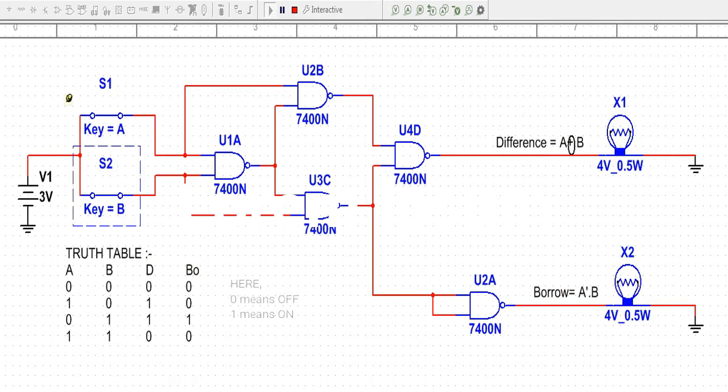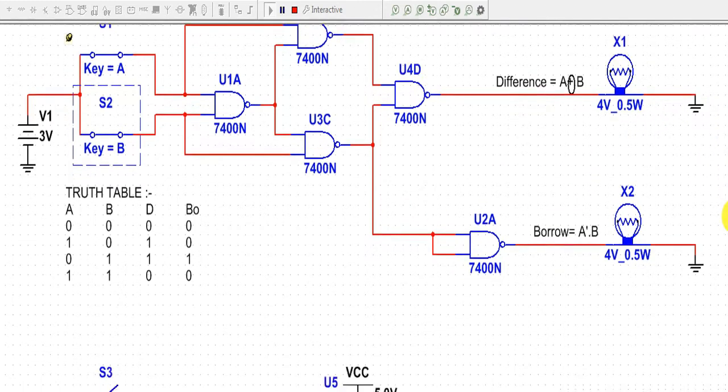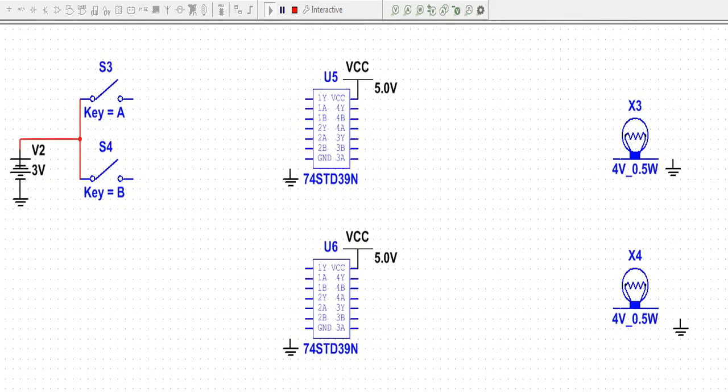So this is how our half subtractor circuit works, and we can realize it with the help of NAND gates. Now we will do the same connection with the help of IC 7400. And so for this circuit also, we have the same connection, or a connection of a similar type.